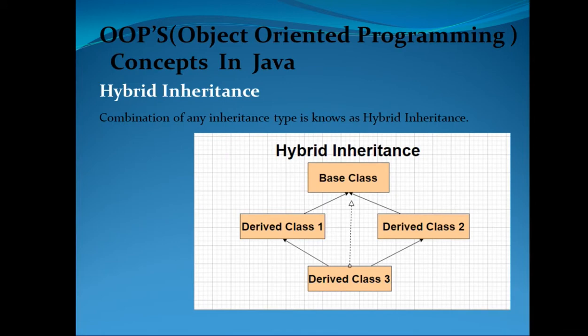So what is hybrid inheritance? A combination of any inheritance types is known as hybrid inheritance. As you see in the diagram, the combination of inheritance types gives birth to hybrid inheritance.